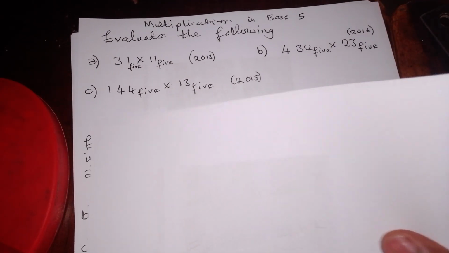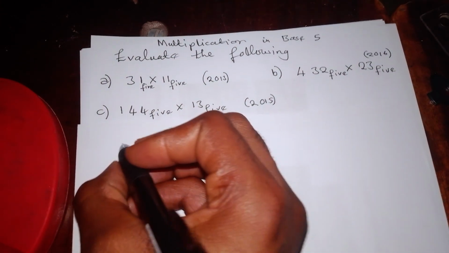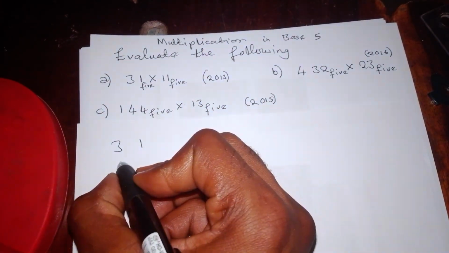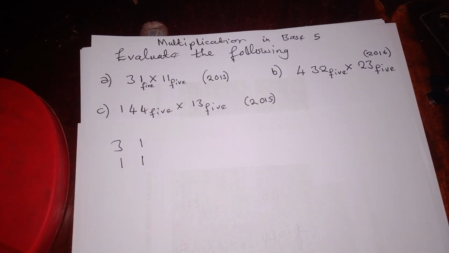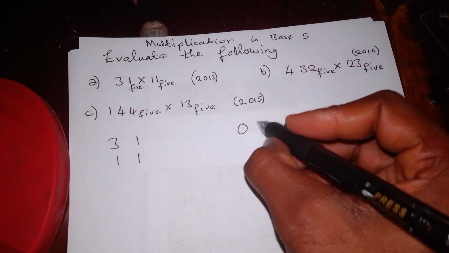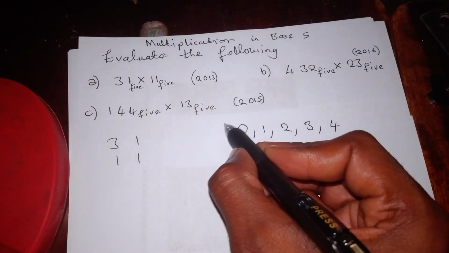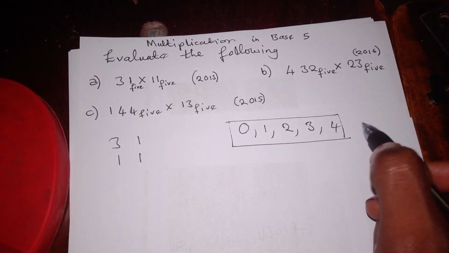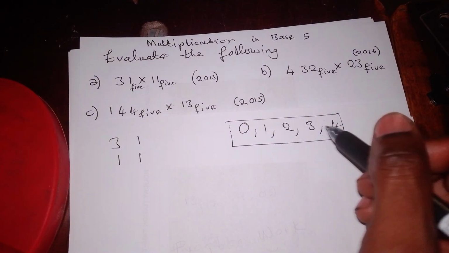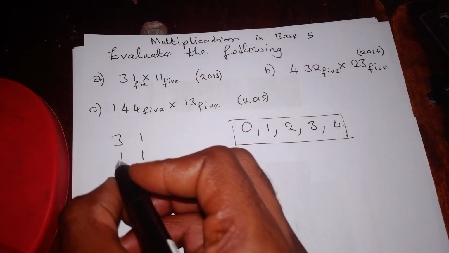Okay, so the first one is 3, 1 being multiplied by 11. So this one is easy. Easy in that in base 5 we only have numbers from 0 to 4. So we have 0, 1, 2, 3, and 4. Anything outside this is not in base 5. So if you get any number greater than these numbers, then you have to divide it by 5 and get the remainder. So let's multiply these.